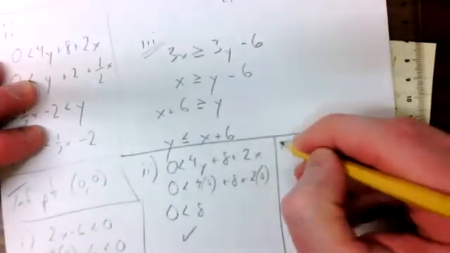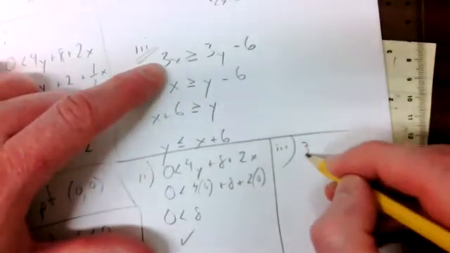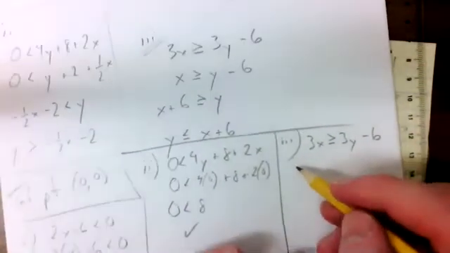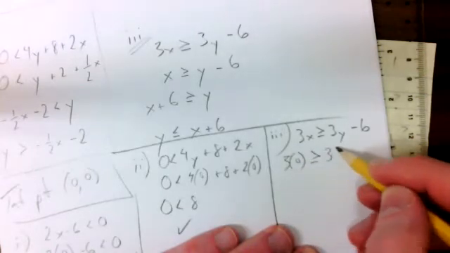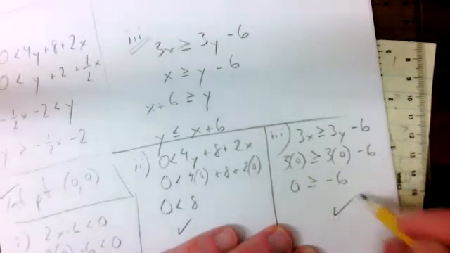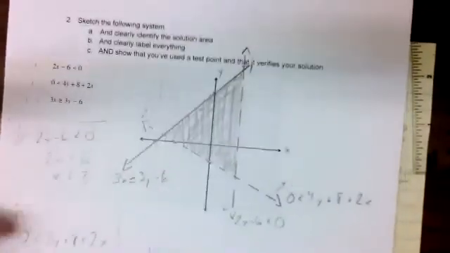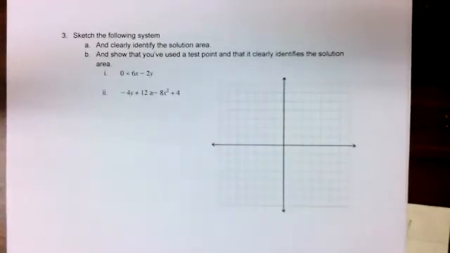Last one. 3x greater than or equal to 3y minus 6. Put in the zeros. 3 times 0 greater than or equal to 3 times 0 minus 6, which means 0 is greater than or equal to negative 6. Works out. Cool, cool, cool. That's what the pause is for. Pause button. You can also ask questions about this if something doesn't make sense.